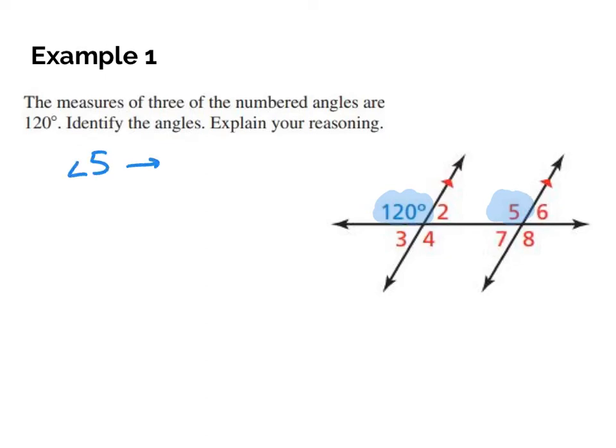Now the reason why angle 5 is going to be 120 degrees is because they are corresponding angles. Okay, so corresponding means that they are in the same location. Those are both in the top left corner of that intersection point. I also know, let's say, that angle 8 is going to be 120 degrees.